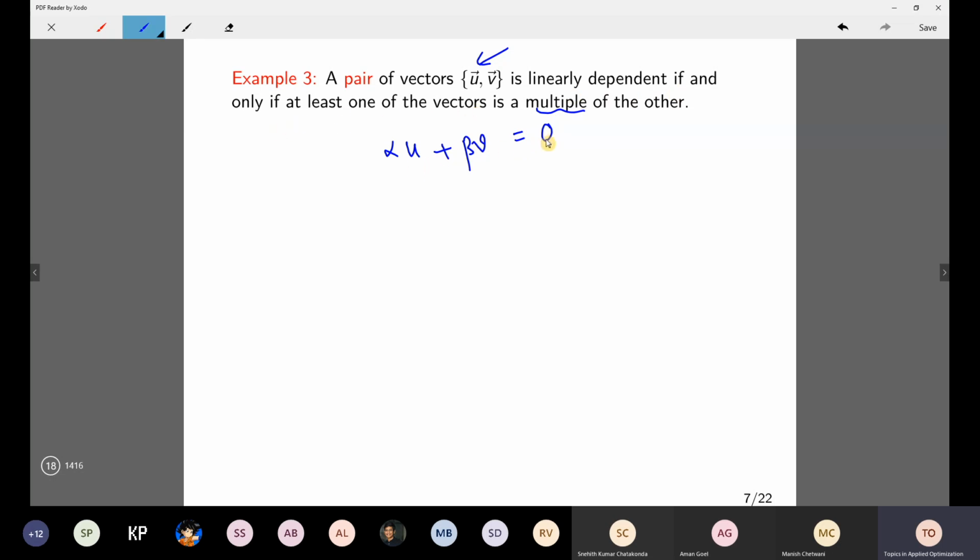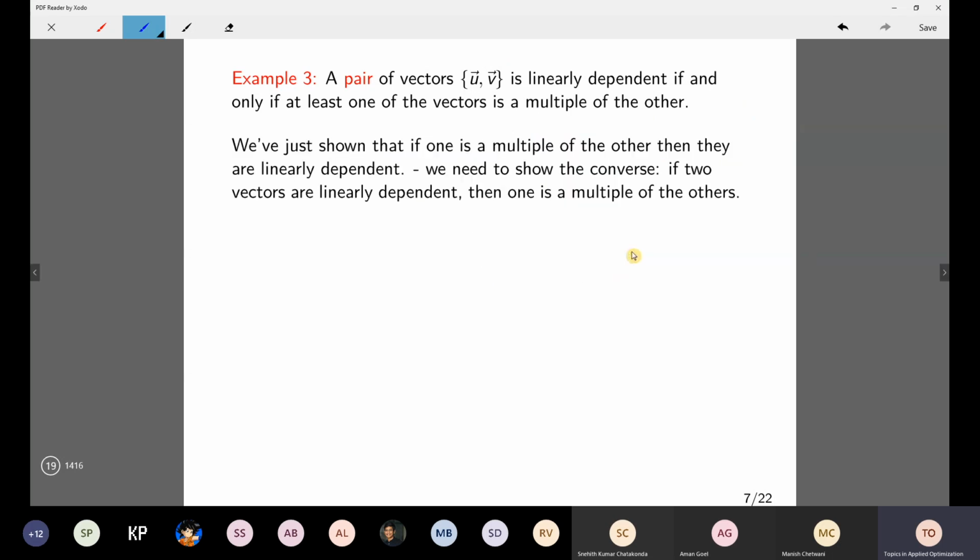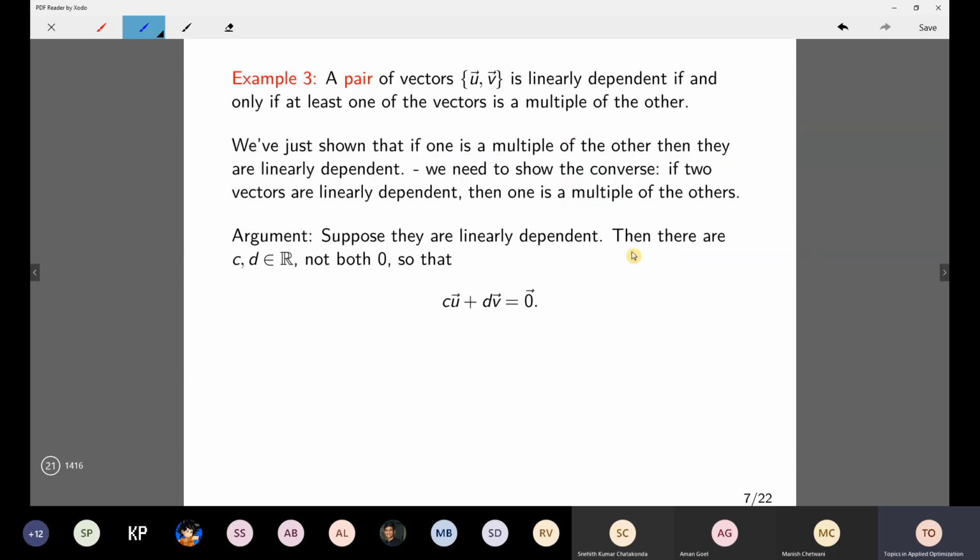So in this case they are linearly dependent, then alpha or beta is not equal to 0, at least one of them. So assume alpha not equal to 0. Since alpha is not equal to 0, you can divide by alpha. So this is minus beta by alpha times v. So one can be written as a scalar multiple of the other. Okay.